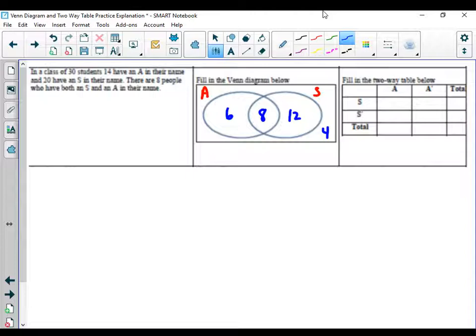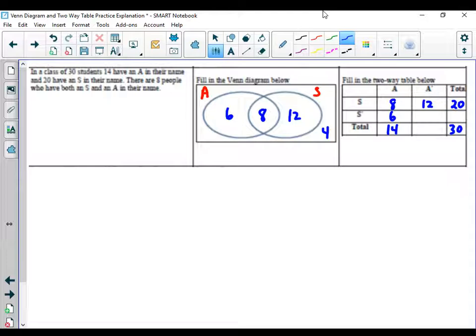All right, let's fill in our two-way table. They said we had 30 students, so I'm going to put that in the total. The S circle all together had 20. The A circle all together had 14. And S's and A's overlapping, we had 8. Now I'm going to try to fill in the rest of the gaps. Going across, I need 20 total. I already had 8, so that leaves me with 12. Going down here, I've got 14 total. I already had 8, so that leaves me with 6.